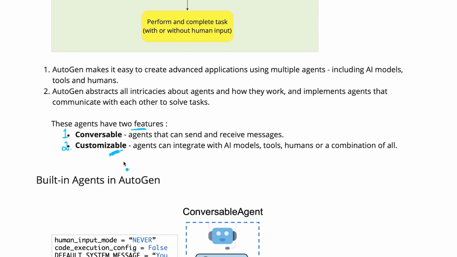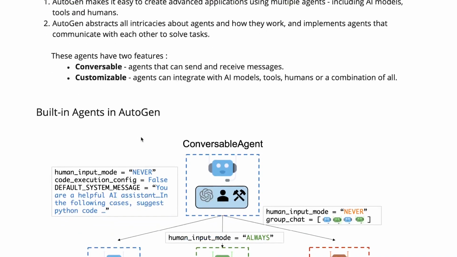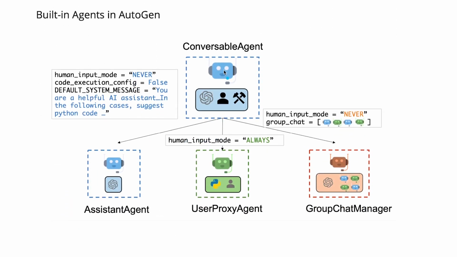The customizable agents can integrate well with AI models, tools, humans, or a combination of all of it. The conversable agents, on the other hand, can simply send and receive messages or exchange information between agents. If you look at the different built-in agents in AutoGen, ConversableAgent is one of the most primary agents. We can consider this to be a base class. All of these that you are currently observing are nothing but built-in classes within the AutoGen package.